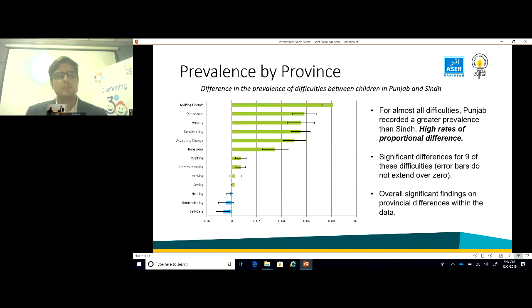Thank you. So as far as the differences between the two provinces are concerned, there is a higher prevalence in Punjab than that in Sindh for most of the dimensions. The three exceptions to this trend are that of hearing, remembering, and self-care, where we have found high prevalence in Sindh. However, amongst these three dimensions, only self-care is statistically significant. For the remaining 10 dimensions, where the prevalence rate is higher in Punjab, provincial differences for 8 were found to be statistically significant. The difference in the prevalence between Punjab and Sindh is about 3 to 8 percentage points more in Punjab region, particularly for 6 dimensions, including making friends, depression, anxiety, concentrating, accepting change, and behavior.